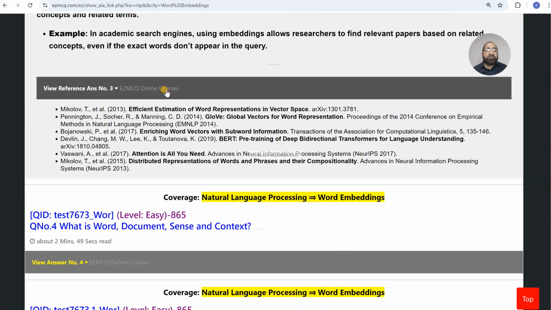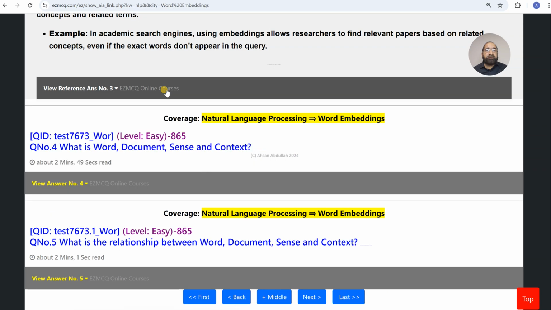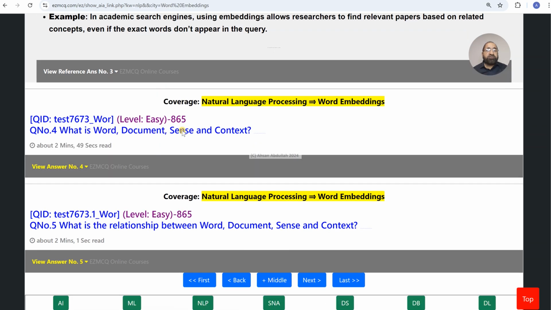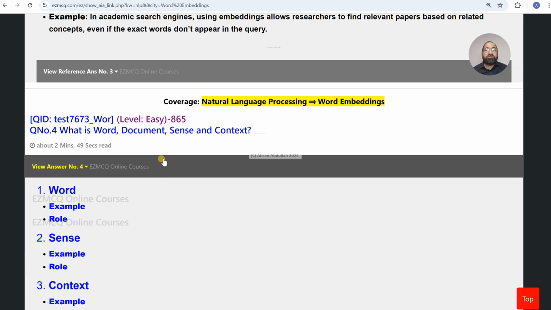Of course, if you are interested, there's lots of material you can check from the references. So, what is a word? What is a document? What is a sense? And what is the context? And then, of course, what is the relationship between them? Let's go one by one.